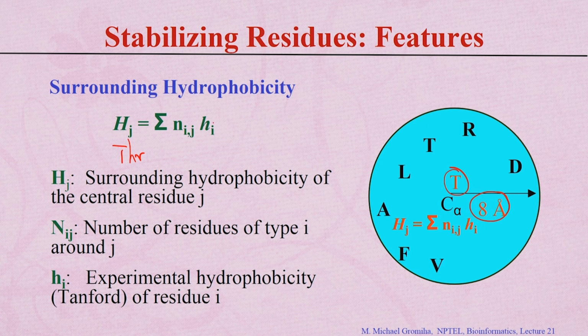So, here Hj is the central residue and Nij is the number of residues of type I around J, and Hi is the experimental values, which you can take either from the octanol water experiments or the ethanol water experiments. So, you can use the values. Finally, this will tell you the hydrophobic behavior in protein environment.